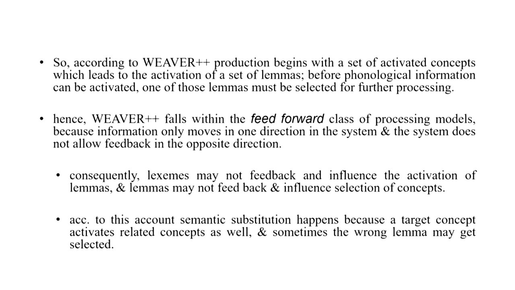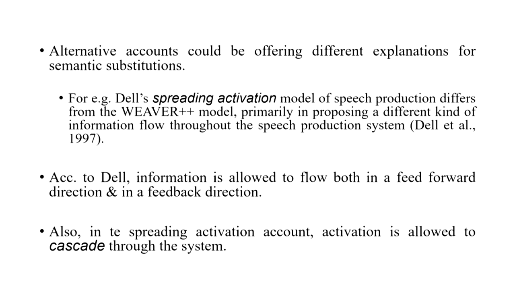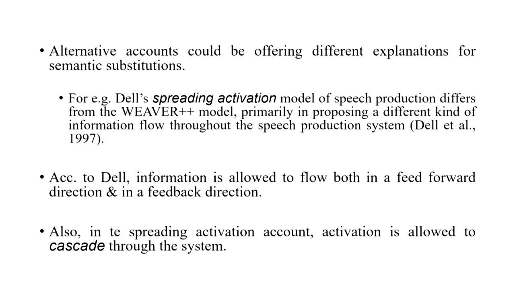If you try to explain that using the Levelt Weaver++ model, it will explain it by saying that because a target concept is activated, related concepts are as well, and sometimes the wrong lemma may be selected. Whenever you are starting to think about a four-legged furry pet animal, you may start to think about a cat or a dog at the same time. And during selection, what may have happened is that erroneously you have selected the lemma for dog while you actually intended to select the lemma for cat. This is one kind of explanation for semantic substitution errors. An alternative account, which allows for feedback and cascaded activation, would explain this in a slightly different way. An alternative model of this kind is Dell's spreading activation model, which differs from the way Weaver++ explains the semantic substitution errors.